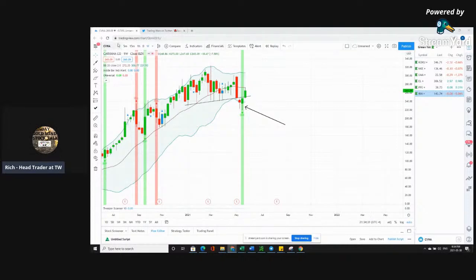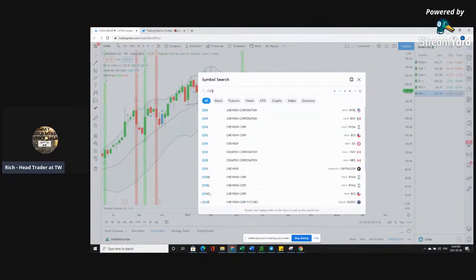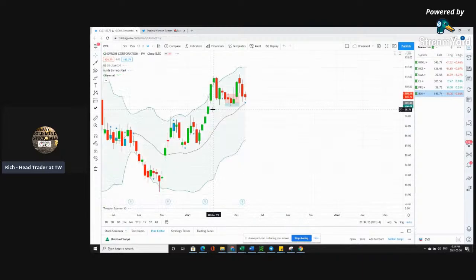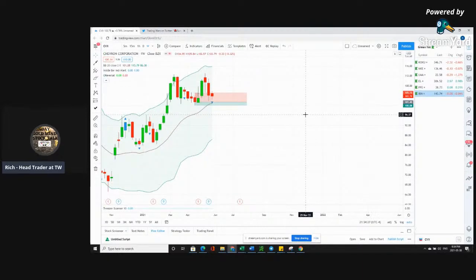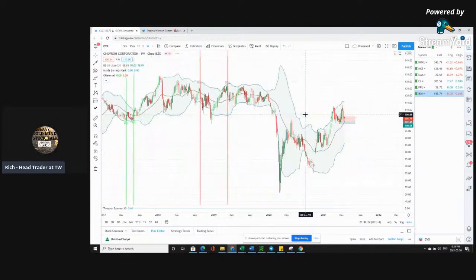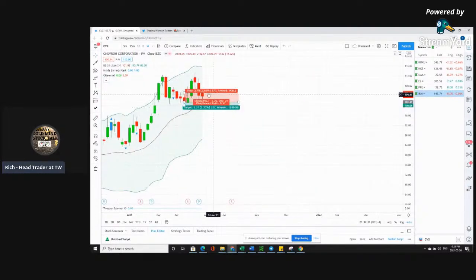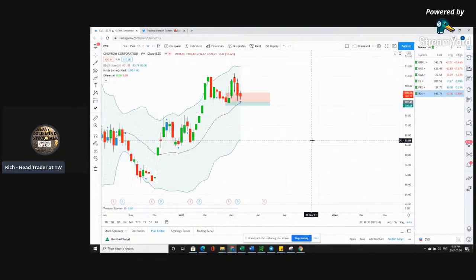CVX. Is that Chevron? Yeah, it is. Inside week on Chevron. Very interesting here. Honestly, playing the break above or below that inside bar would be a very good setup there. I think there's probably a bias to the short side because of this double top over there. But definitely a nice little play right there.